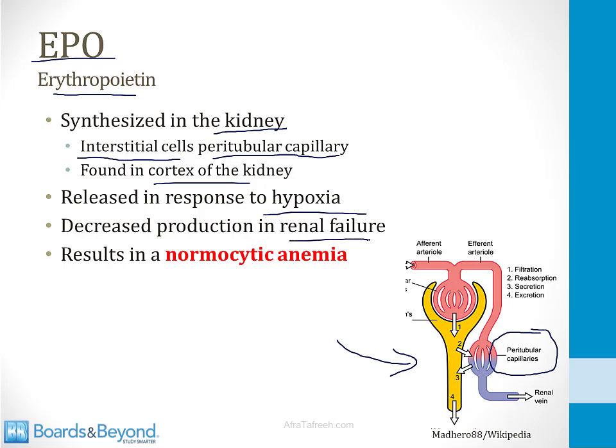This should make sense to you. If the kidney is damaged and failing, the interstitial cells of the peritubular capillaries will not be functioning normally, and they will not produce the normal amounts of erythropoietin, and this can lead to a normocytic anemia. Basically, the bone marrow is simply being understimulated to produce red cells.